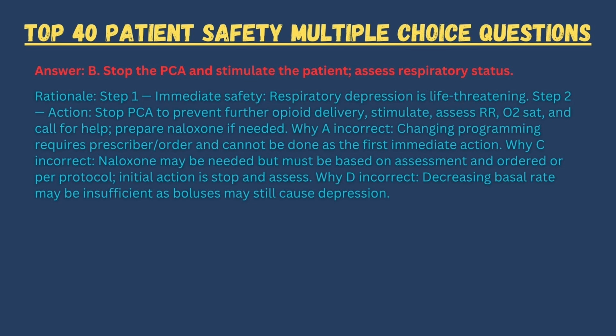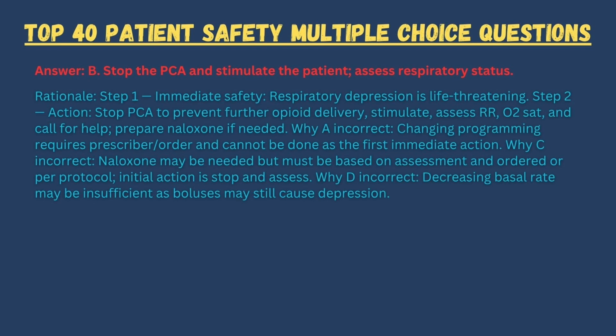Rationale. Step 1. Immediate safety. Respiratory depression is life-threatening. Step 2. Action. Stop PCA to prevent further opioid delivery, stimulate, assess RR, O2 sat, and call for help. Prepare naloxone if needed.